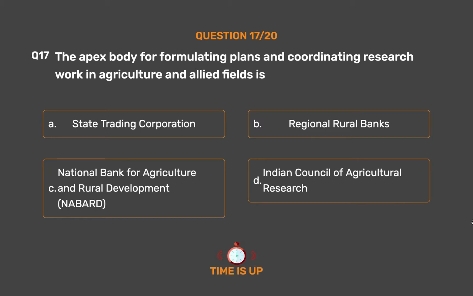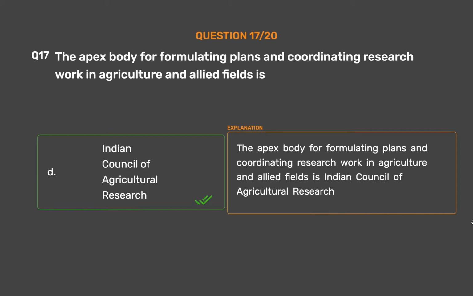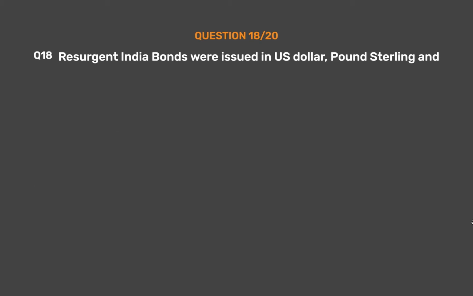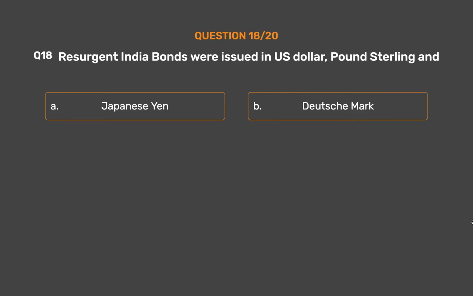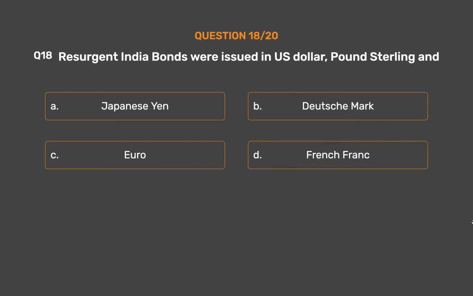The correct answer is Option D, Indian Council of Agricultural Research. The apex body for formulating plans and coordinating research work in agriculture and allied fields is the Indian Council of Agricultural Research. Question number 18. Resurgent India Bonds were issued in US dollar, pound sterling and Option A, Japanese yen. Option B, Deutsche Mark. Option C, Euro. Option D, French franc.